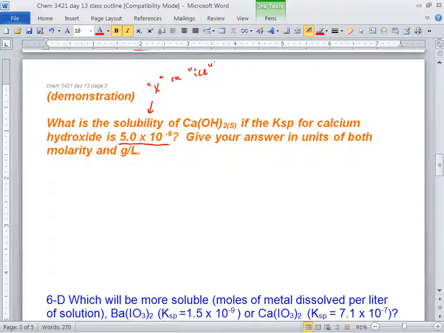So, Ida, what would be our reaction that we're interested in the first place? That calcium hydroxide, right, goes to, what are the ions? Calcium and hydroxide. Now, if you do this, you're going to lose a lot of points, because these aren't ions. So you got to write in the charges.